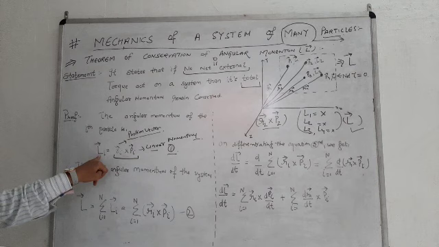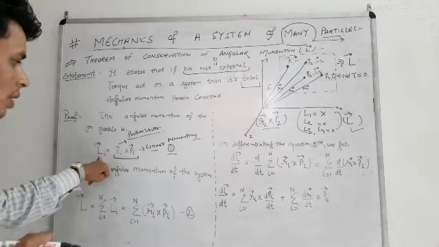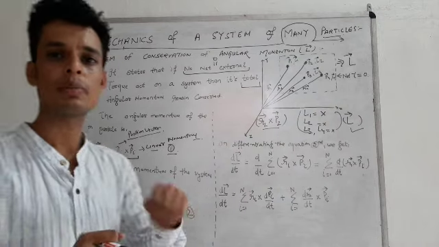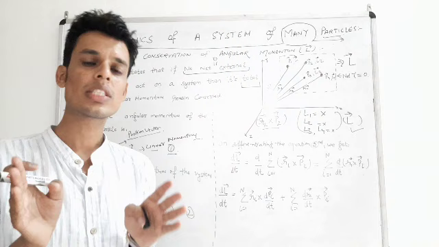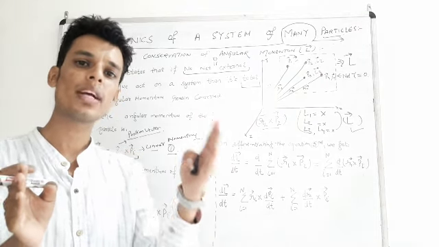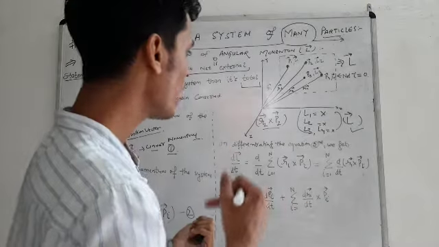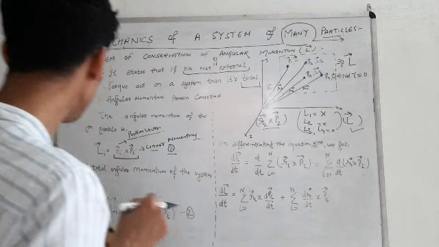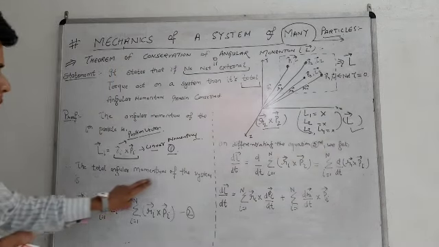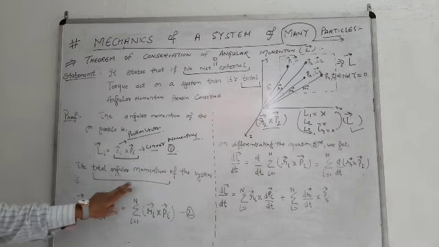Now, if this is the angular momentum of one particle, what will be the angular momentum of the whole system? In that case, we will apply the summation over all the particles present in our system, and we are going to get the total angular momentum of that system.